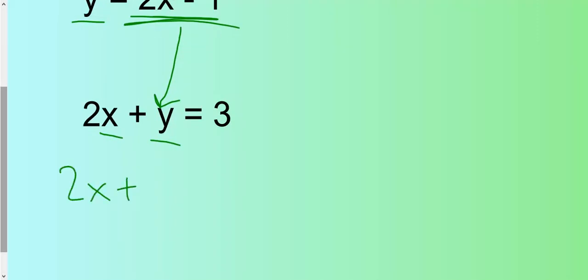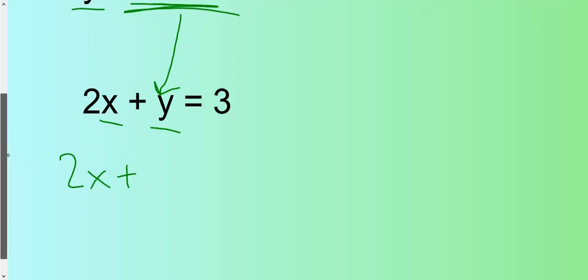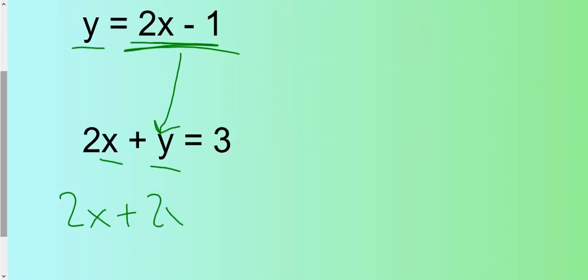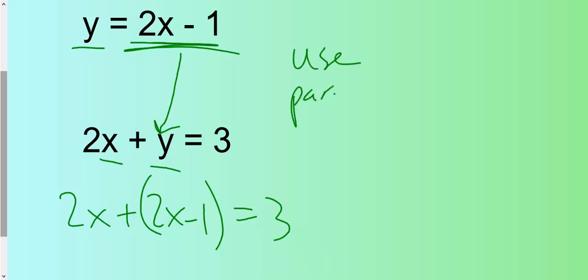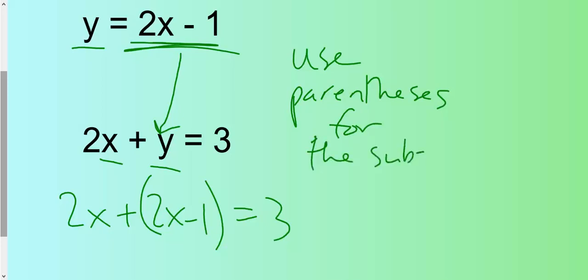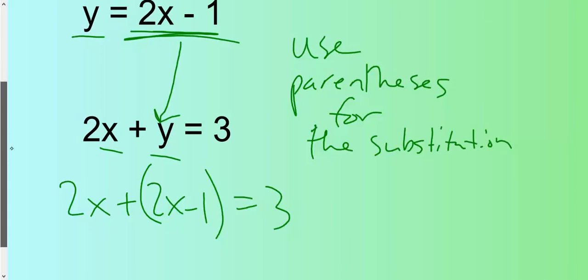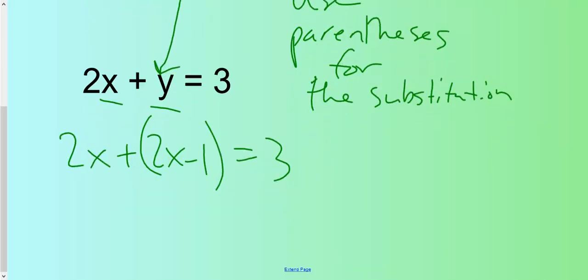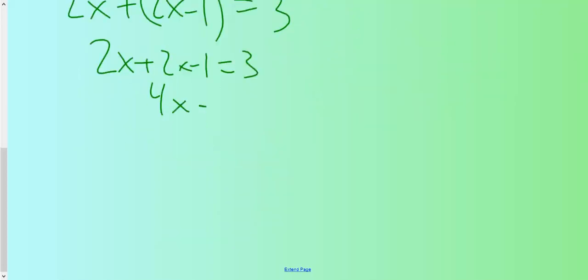plus, and then I'm going to take out the y now and replace it with 2x minus 1. And when I make the substitution, I'm always going to put in parentheses. Use parentheses for the substitution. Otherwise, you're likely going to make a mistake. Now, it doesn't happen on this one because there's nothing to distribute, but I'll explain where that would play a role here in a second.